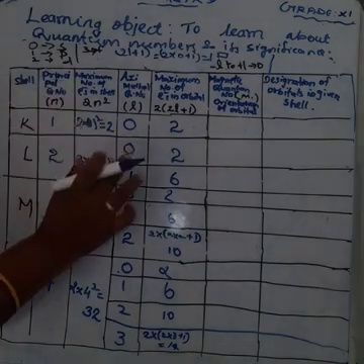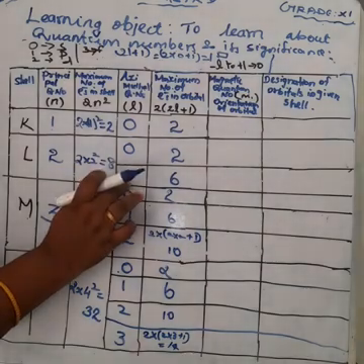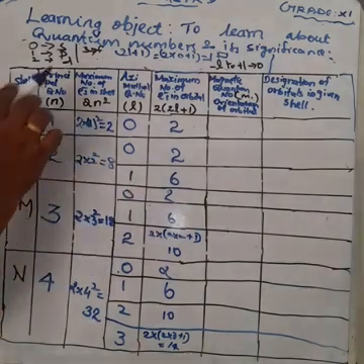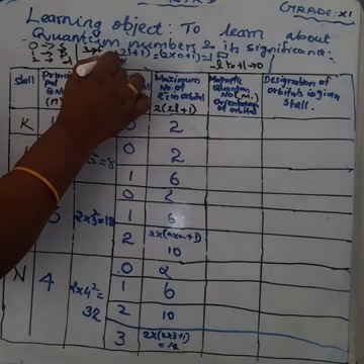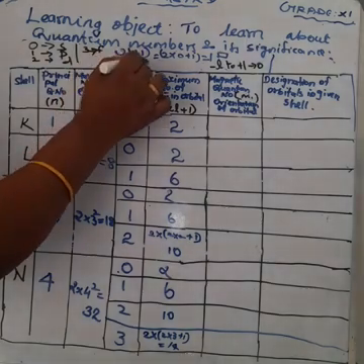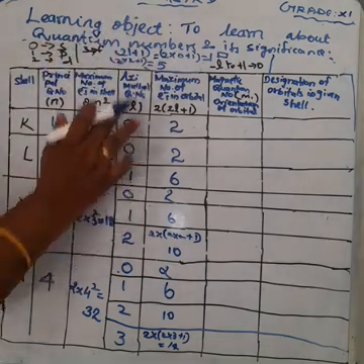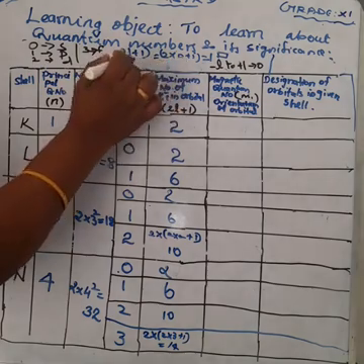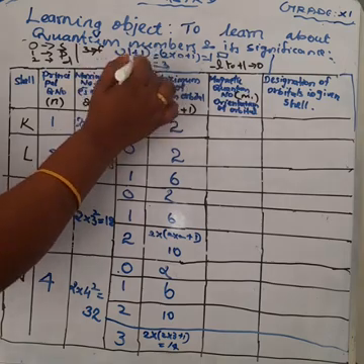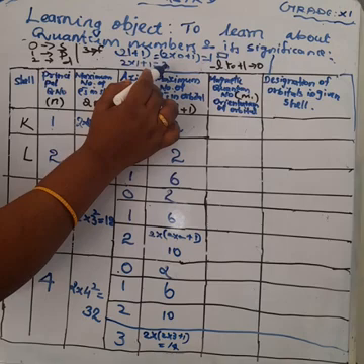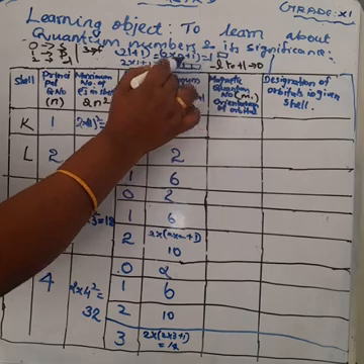And when l is equal to 1, that means p orbital. l is equal to 1 means 2 into 1 plus 1 is equal to 3. So p orbital, how many orbitals are there? 3 orbitals are there. Okay.